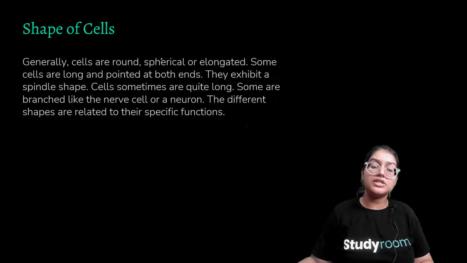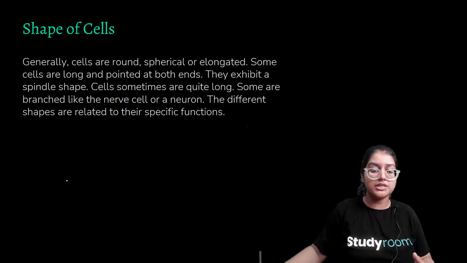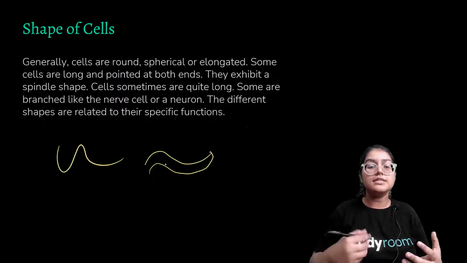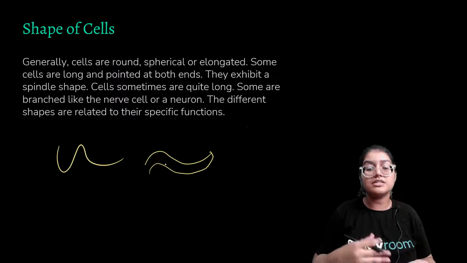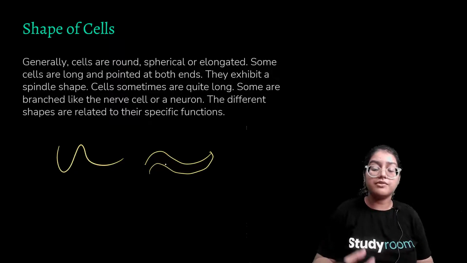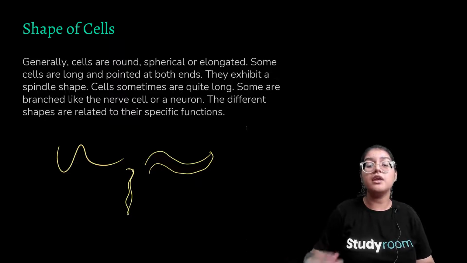Now we'll be talking about the shape of cells. Generally cells are round, spherical, elongated. Some are long and pointed, exhibiting a spindle shape. Cells are sometimes long, sometimes short. For example, the nerve cell is the longest. They have different shapes to perform certain functions. For example, if you remember the sperm cell, sperm has a tail, a flagella-like structure, which helps it in movement.